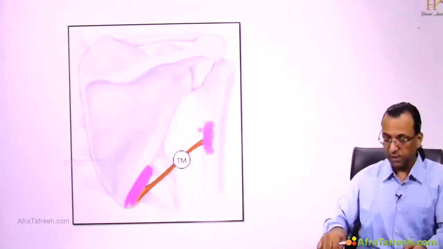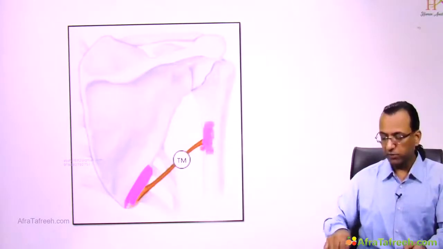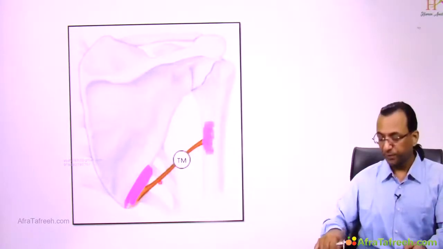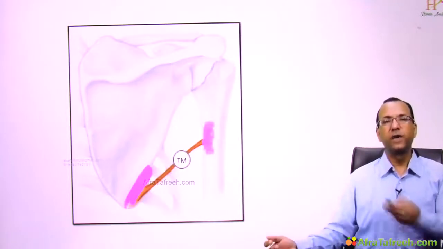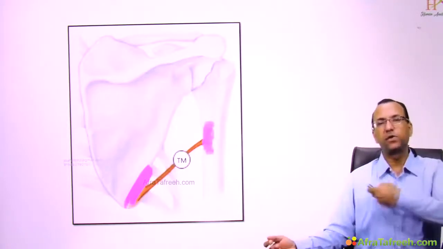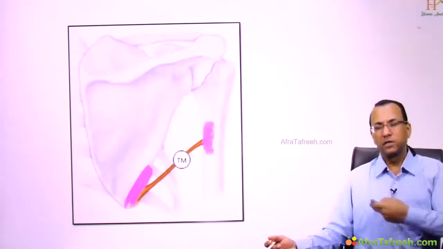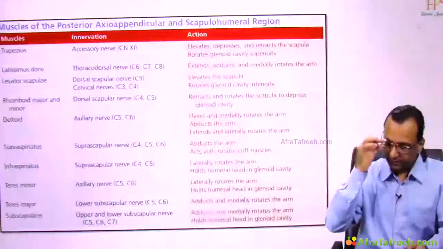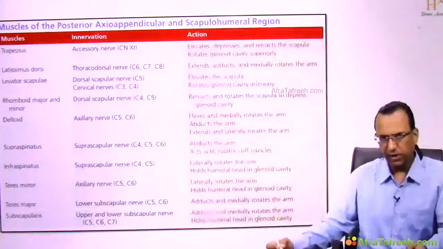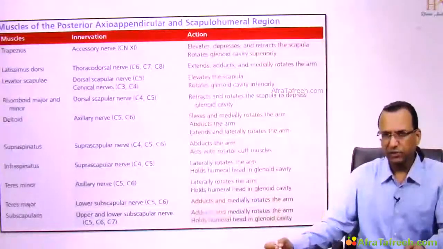It forms the posterior wall of the axilla. Remember, posterior wall of the axilla. Teres major is the posterior wall of the axilla, and pectoralis major is the anterior wall of the axilla. And let us discuss the details of their activities. Yes, the actions of those muscles, you see.